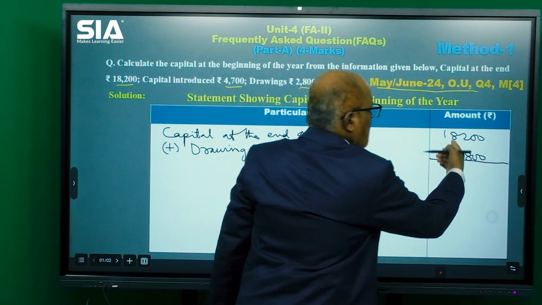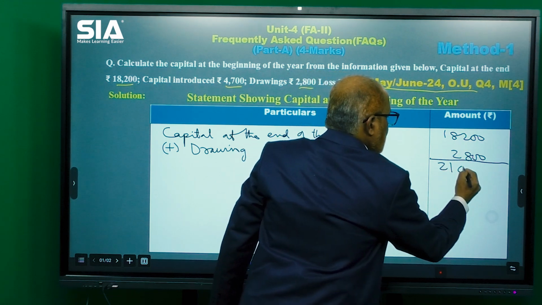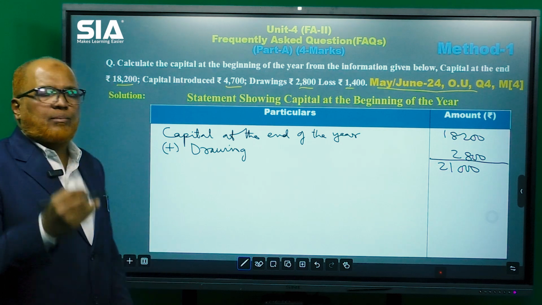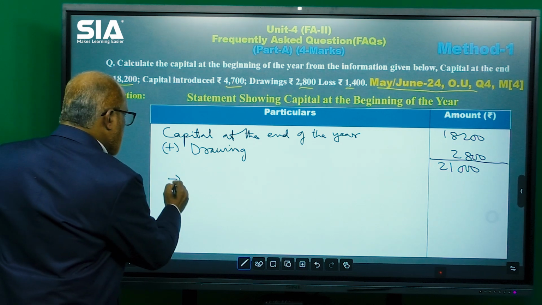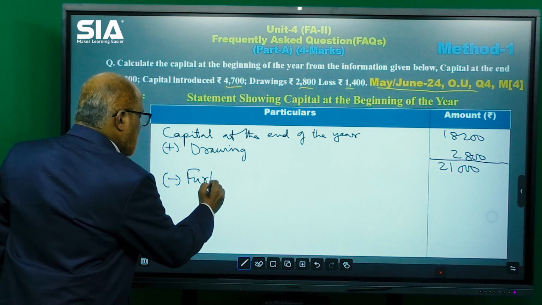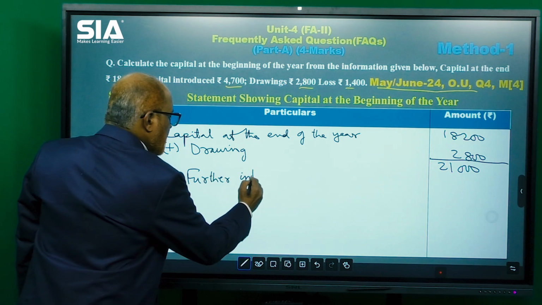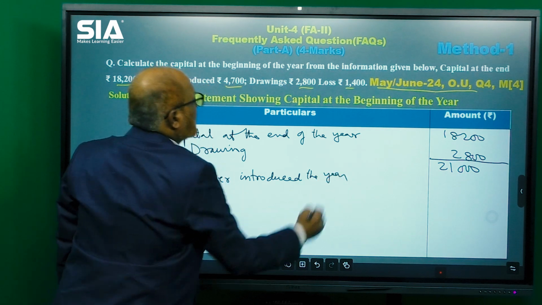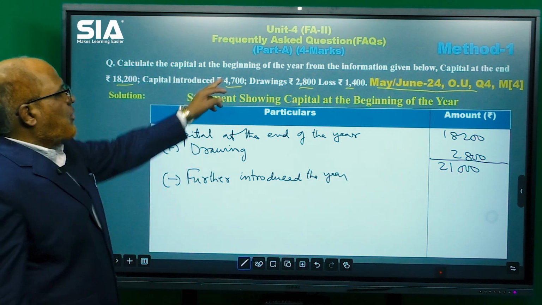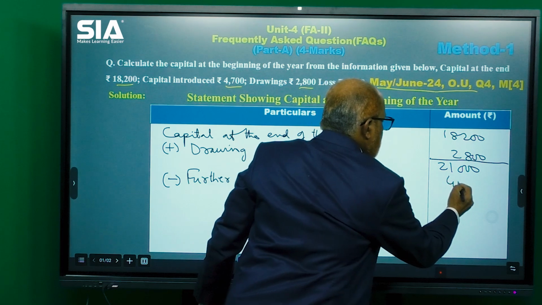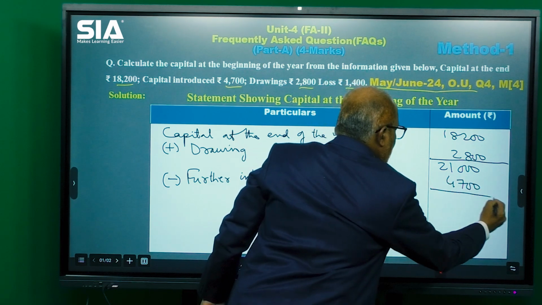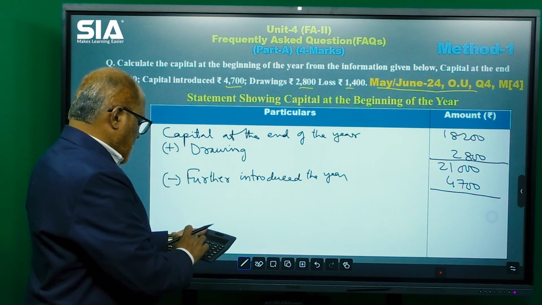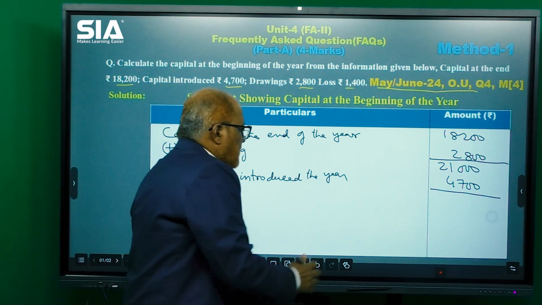So it will become 21,000. Right? Now, from this we deduct the further capital introduced during the year. So minus further capital introduced during the year. The further capital introduced during the year is 4,700. So we have to subtract 4,700 from 21,000. So 21,000 minus 4,700. So you will get 16,300.